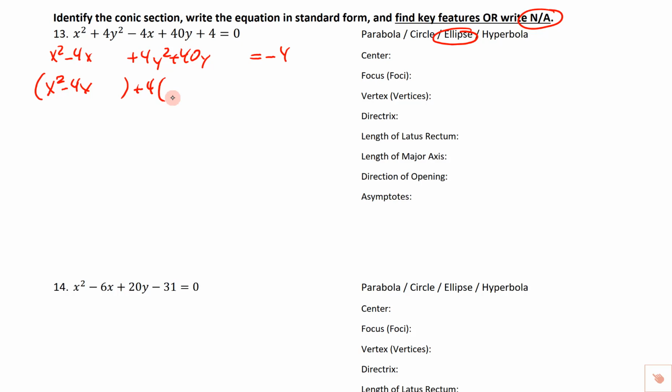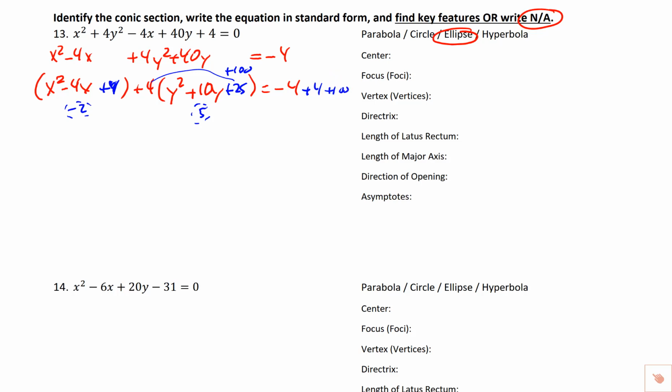I'm going to take out the 4, and be careful, especially if you have to take out a negative. So this is going to be a y squared plus 10y. Save room to complete the square, and then I've got a negative 4 over here. And let's see, I'm going to take half the middle coefficient, so that's going to be a negative 2. I'm going to keep track of that. Square that, so that's going to be a 4. So if I add 4 on this side, I better add 4 on this side. I'm going to take half this coefficient, which is going to be a positive 5. I'm going to square that, so that's a 25. And then when I multiply here, what I really did is I added 100 on this side, so I'm going to add 100 on this side.